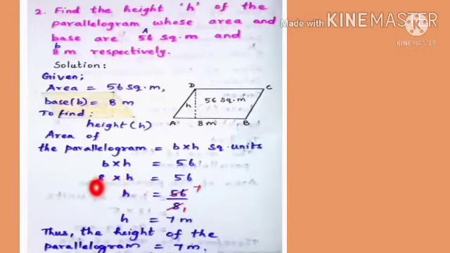So when 8 crosses the equal to sign, it becomes 1 by 8 on the right hand side. So 56 divided by 8. Now H is equal to 56 divided by 8. When cancelling 56 and 8 by using 8th table, here in the numerator it is 7 times and in the denominator it is 1 times. So H is equal to 7 meter. Hence, the height of the parallelogram is 7 meter.